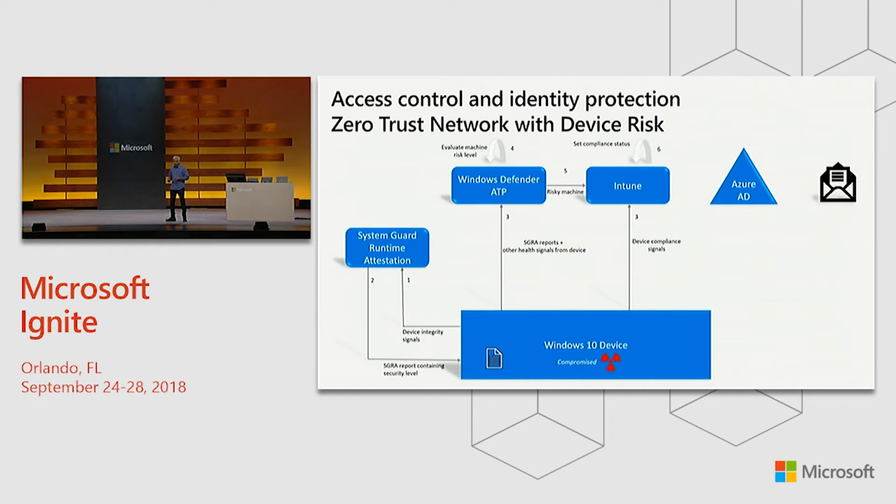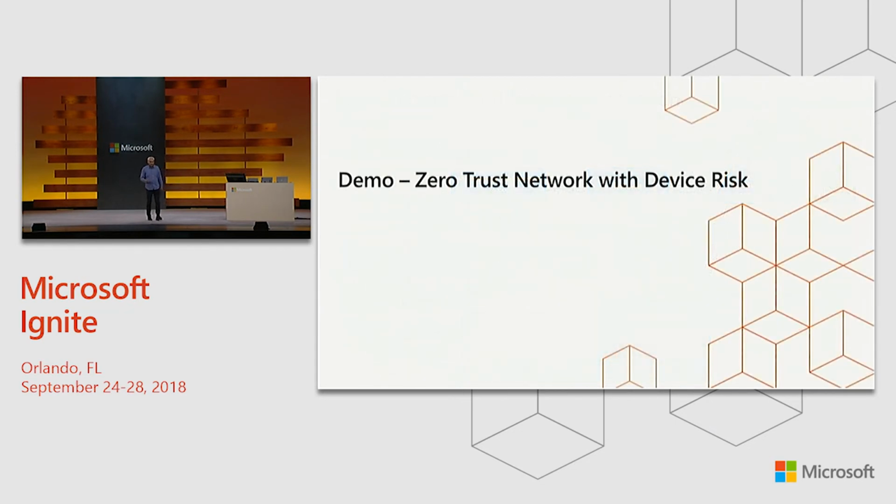It lets Intune know. Intune sets the compliance state based on the risk level and says, hey, the device is non-compliant. Now, the same user on a different device, or a different user on this compromised device, tries to access a resource, it's going to get denied. The conditional access is going to say, your device is not compliant. I'm not going to give you the access token. And there you go. So I'm going to quickly show you this in action.